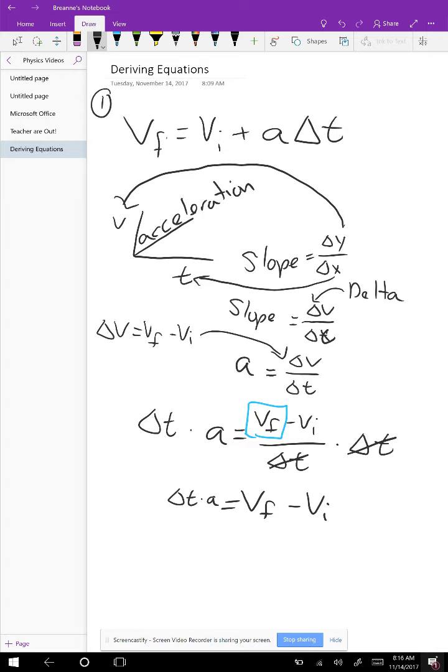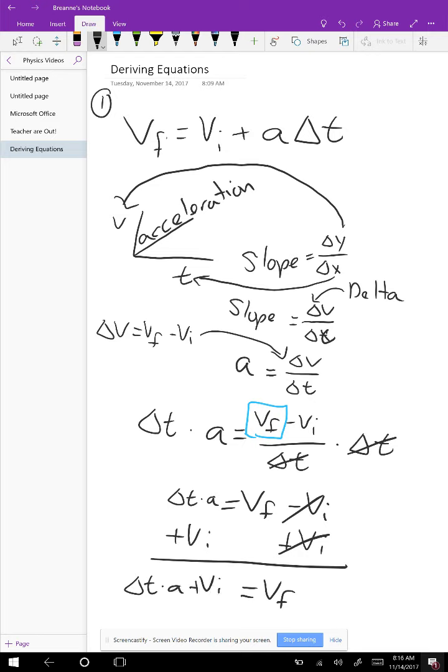And now, again, we want this V final by itself, so we need to get our V initial on the other side. It's being subtracted. The opposite of subtracting is adding. So we add it to both sides. What you do to one side, you have to do to the other. So we get V final equals delta t times A plus V initial.